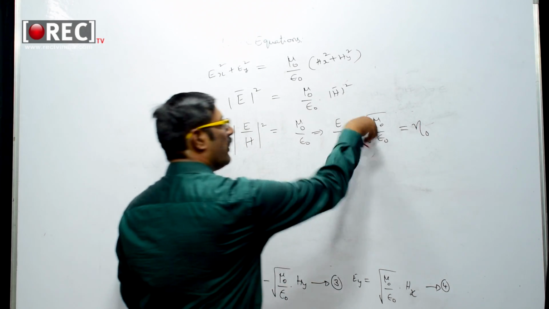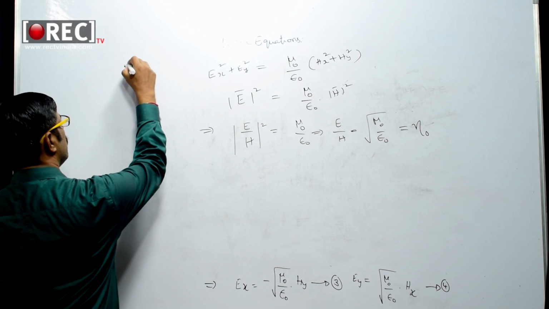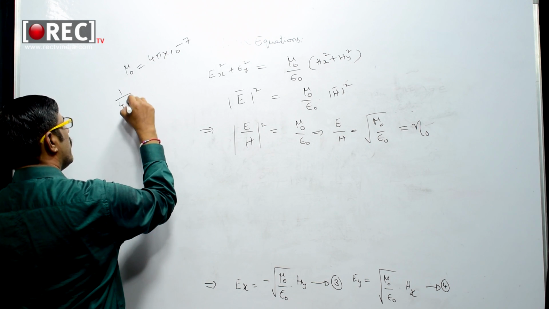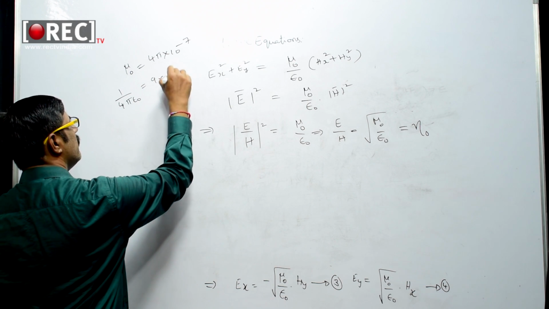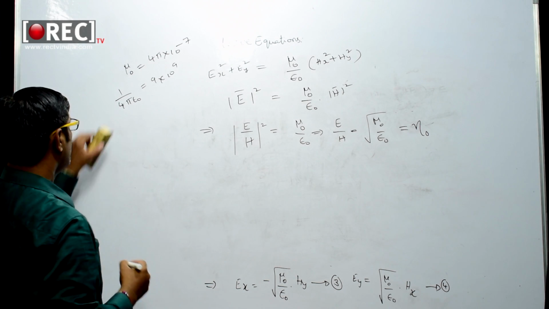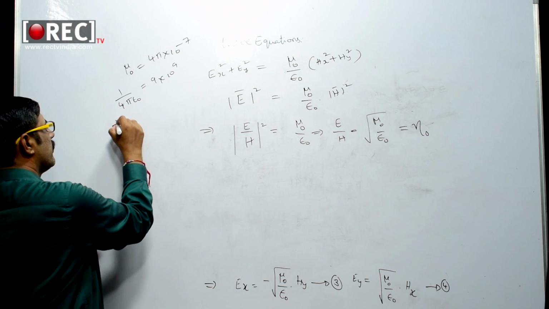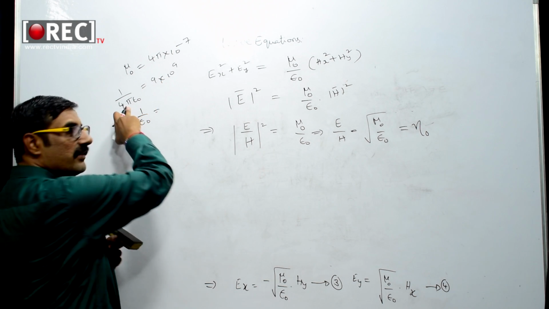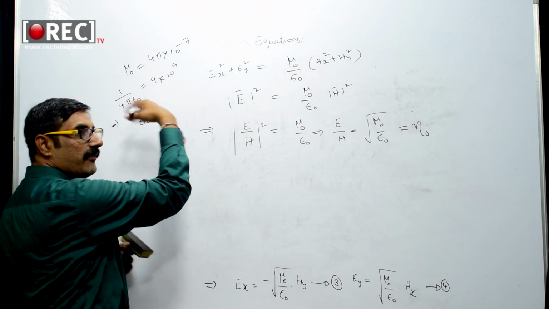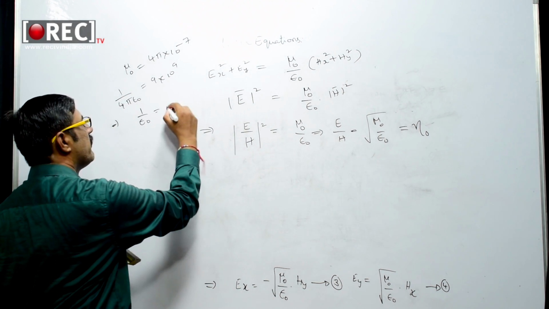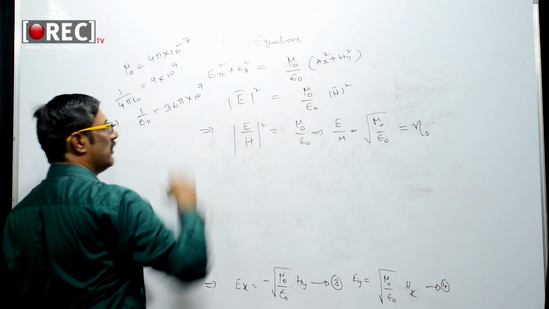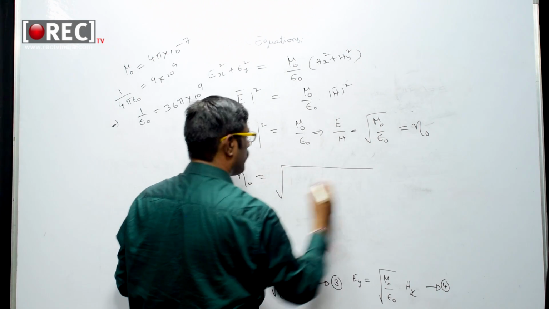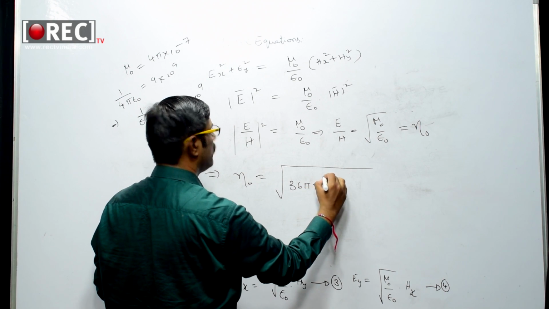Now let me derive this value. We know that mu naught is 4 pi into 10 power minus 7 and 1 by 4 pi epsilon naught is 9 into 10 to the power of 9. If I wanted to get 1 by epsilon naught, what should I do? Throw the 4 pi to the RHS. Since it is in the denominator, it will go to the numerator. 9 into 4 pi gives 36 pi. So 1 by epsilon naught I can replace with 36 pi into 10 to the power of 9.